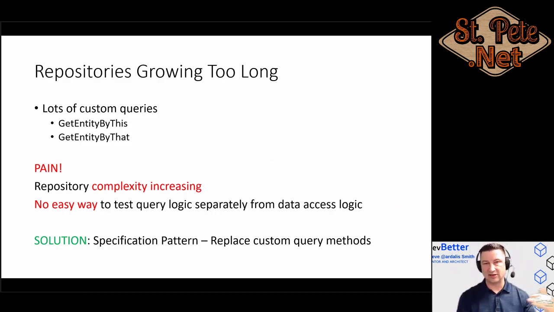Repository basically is done. It's stable. You never have to touch it again. You have one generic repository for everything. And where you add more code, whenever you have a new query to make or a new way that you want to shape the data, is you create a new specification.